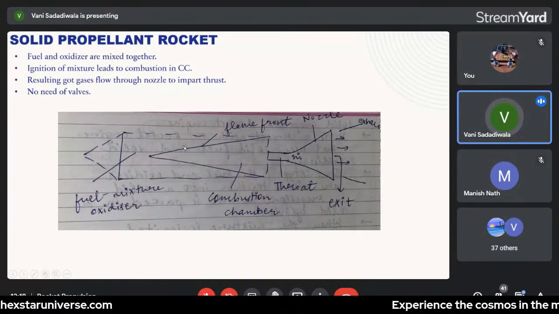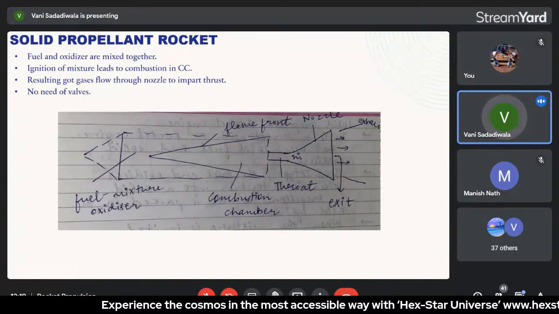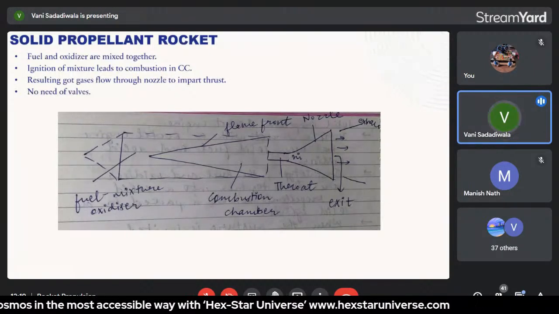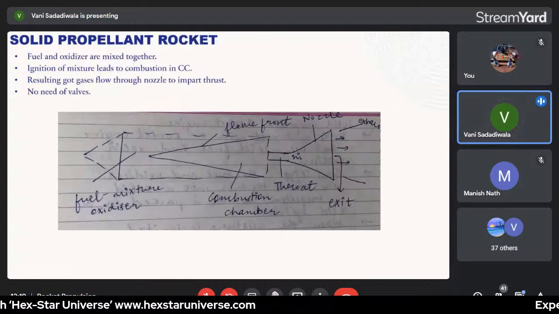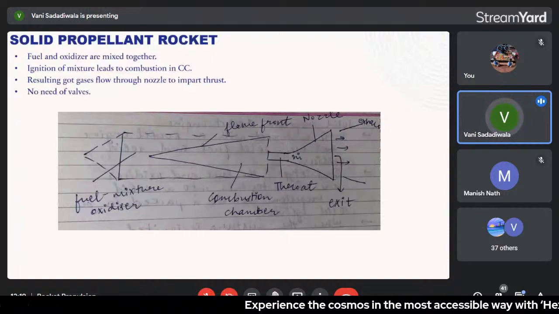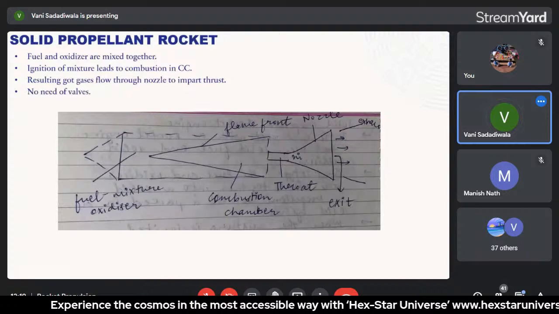So this kind of flow, which is imparted through the nozzle, helps in the production of thrust, that is, high velocity thrust. And at the end of this process, it is necessary to check that all the propellant present in the flame front is consumed, and then the process starts once again. So this also follows Newton's third law of motion.